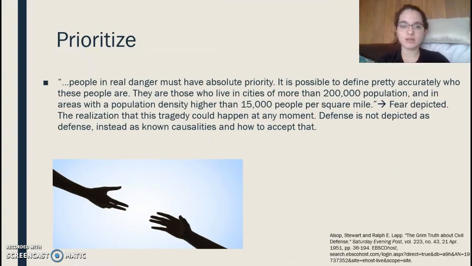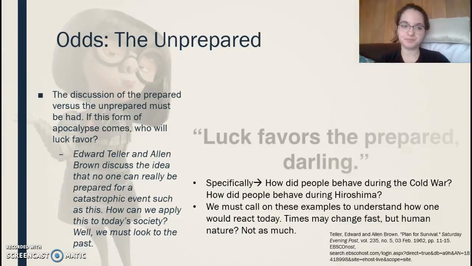So you need to prioritize. People in real danger must have absolute priority. It is possible to define pretty accurately who these people are. There are those who live in cities of more than 200,000 population and in areas with a population density higher than 15,000 people per square mile. So the fear's been depicted. The realization that this tragedy could happen at any moment, defense is not depicted as defense, instead as known casualties, and you have to accept that. So there really isn't a defense, but it's how you move on from that.